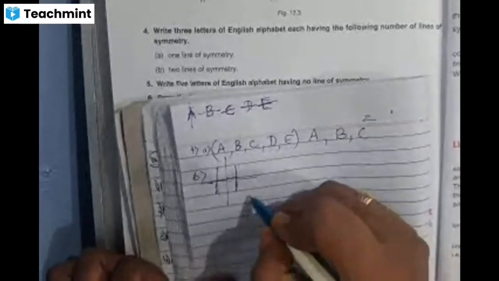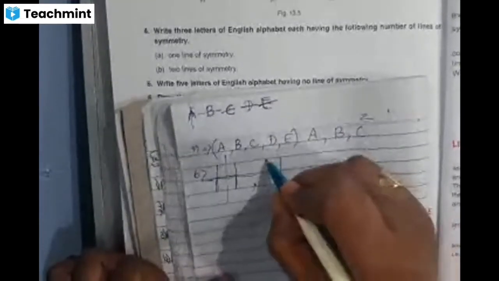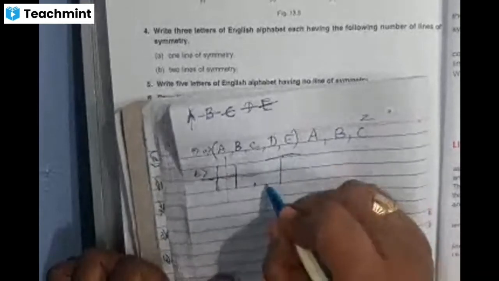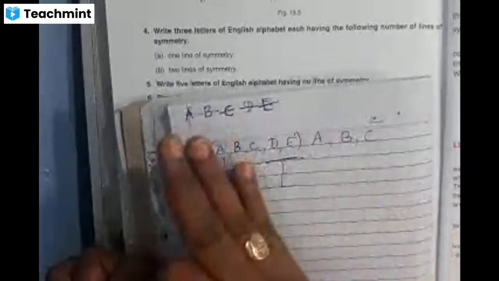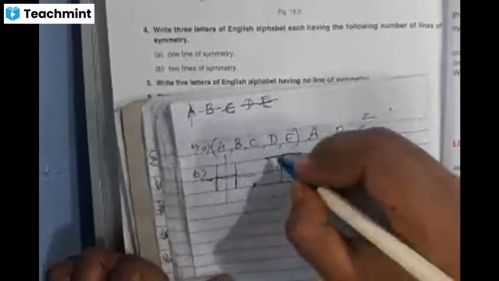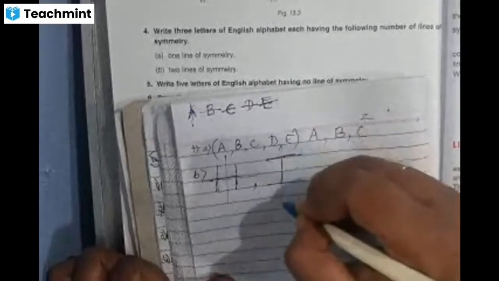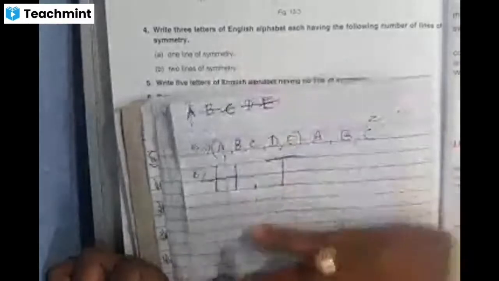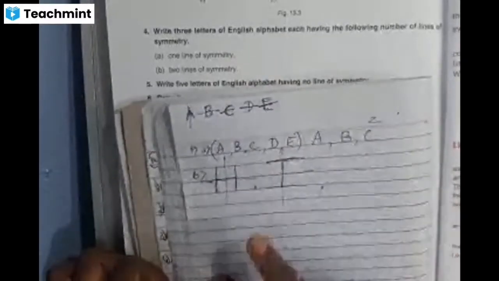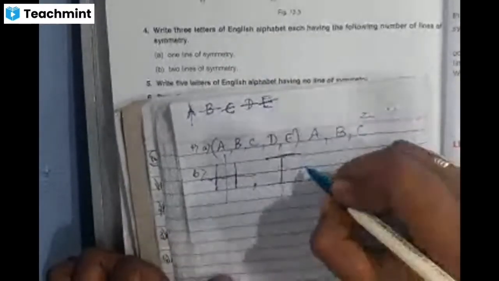One more is I. What about I, children? Same with the letter I here. When I fold horizontally, I get the coincided part. This is one line of symmetry. And the other line of symmetry is this, when I fold like this. So I get 2 lines of symmetry, children.